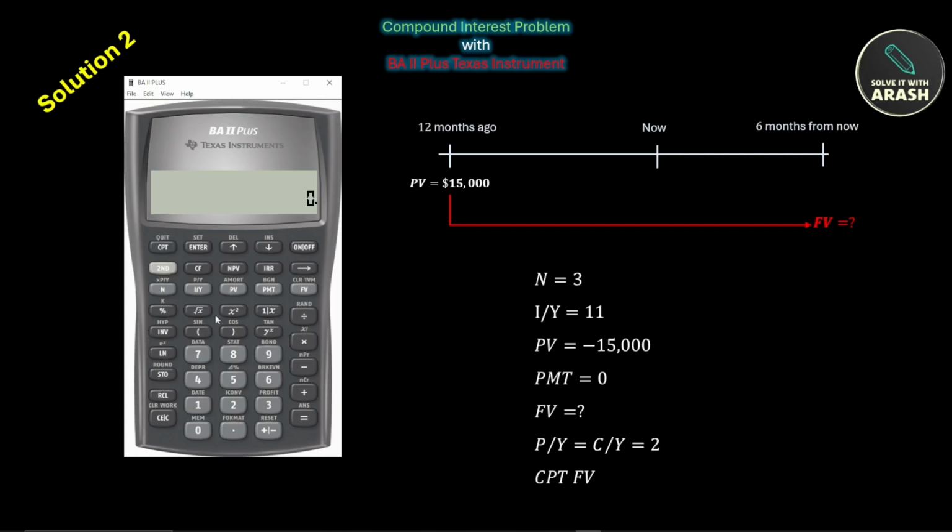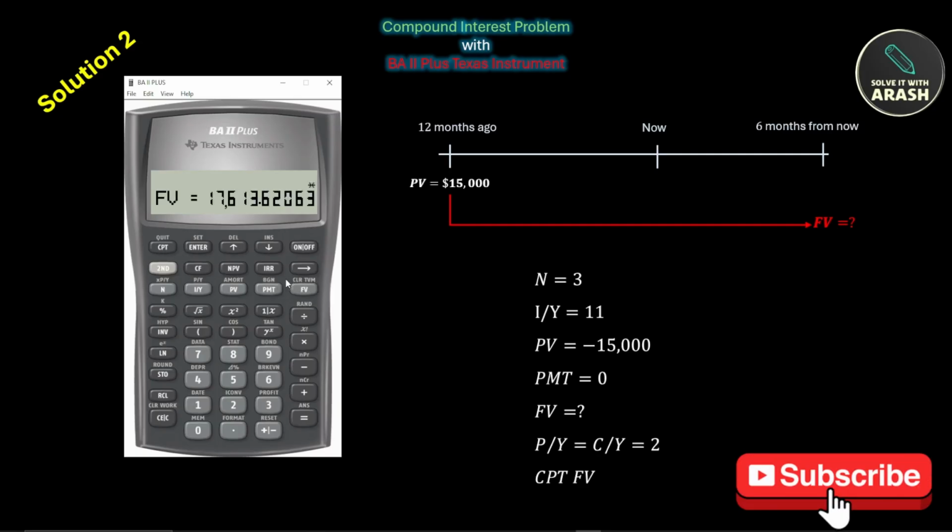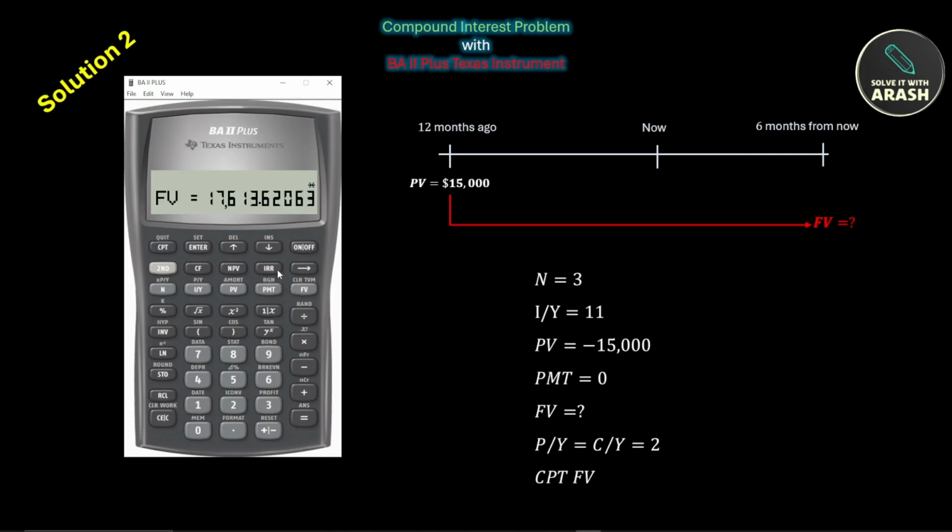Now we need to calculate FV. We already entered all of the other data: IY, PV, PMT, and CY, PY are entered. Everything is good to go. We just need to press CPT, which stands for compute, and then FV. Here we go. We got $17,613.62, which matches what we found using the formula. So we found the answer using 2 different solutions.